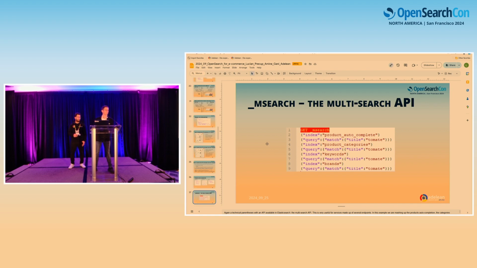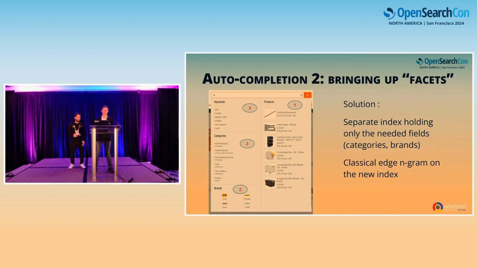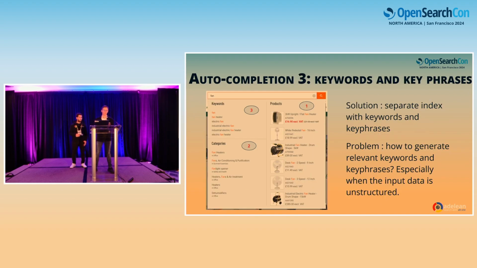Another feature that's very useful is the multiple search functionality. It allows you, for example, for this screen, where you have, as I said, 4 auto-completions in one screen, to issue an mSearch query that will launch queries in parallel and get the results in parallel. So for this screen, for example, you will get the result much faster with mSearch.